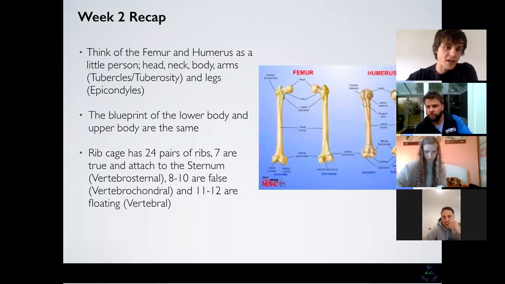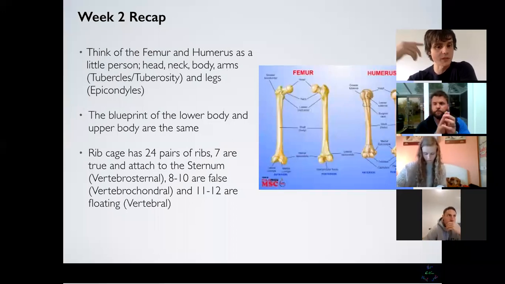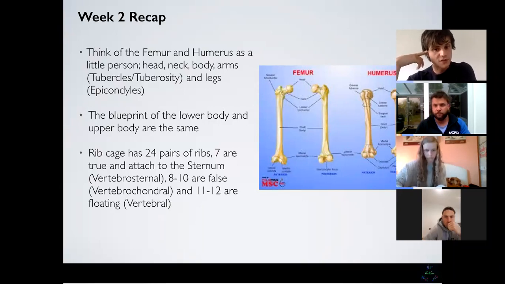In terms of the rib cage, what you need to remember is really just attachment points. I would dare say, nothing's in the body simple, but it's a simple structure. The main thing is we've got 24 pairs of ribs. Seven are true and attached to the sternum, which are vertebrosternal joints. Ribs 8 to 10 are false, so the vertebrochondral, and then we've got 11 and 12, which are floating, so the floating ribs.